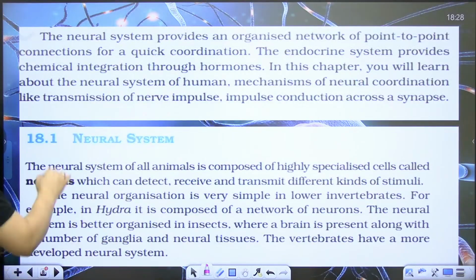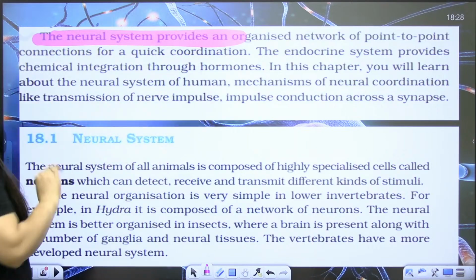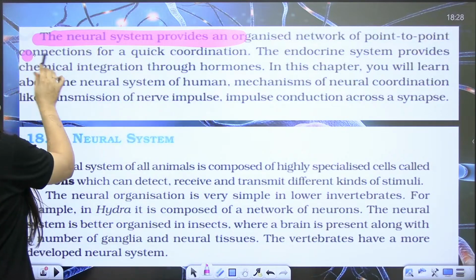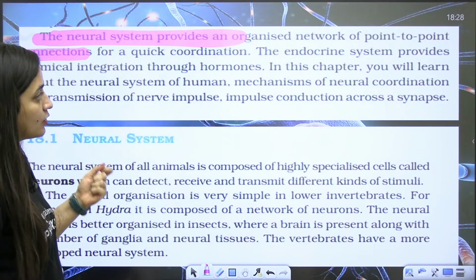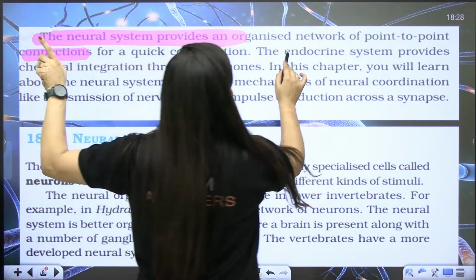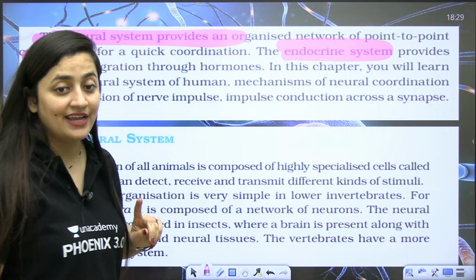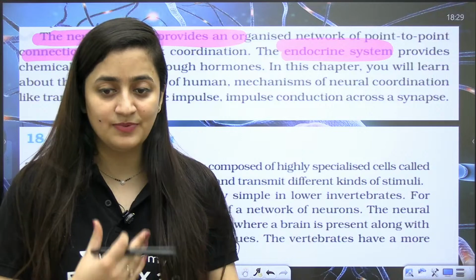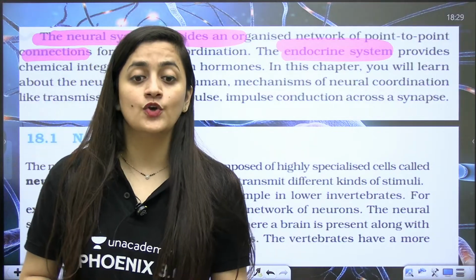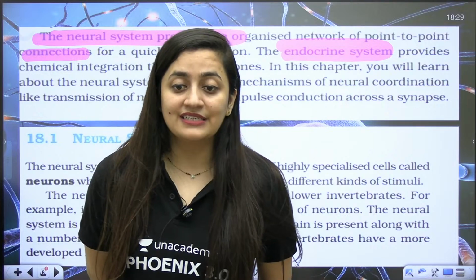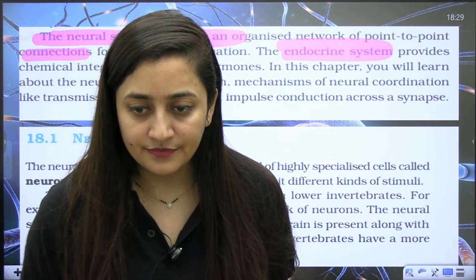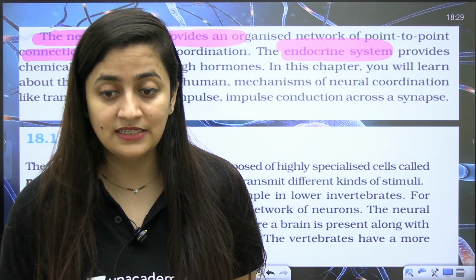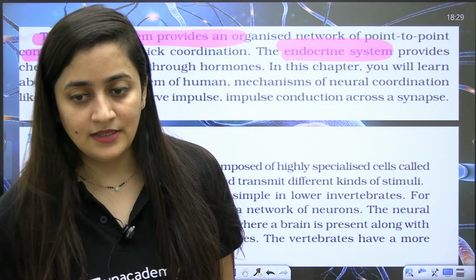Done? Right? So it is the neural system that provides an organized network of point-to-point connections for quick coordination. And when it comes to the endocrine system, you know about the hormones. What kind of messengers are they? Intercellular or intracellular? Shubhan, Namita, do let me know in the chat section. Guys, be quick.